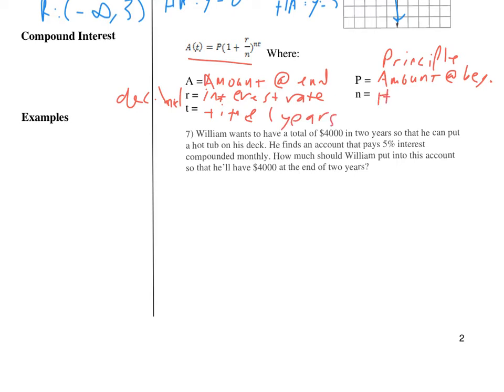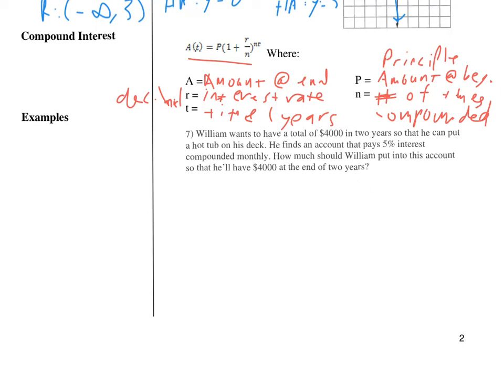N is the number of times compounded. So if it's annually, that would be 1. If it's semi-annually, that would be 2. If it's quarterly, that would be 4.